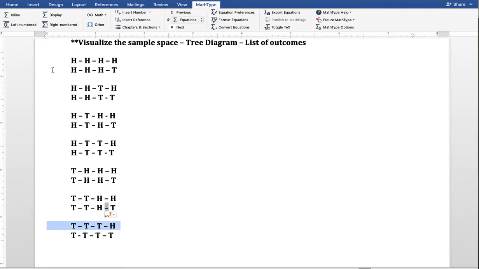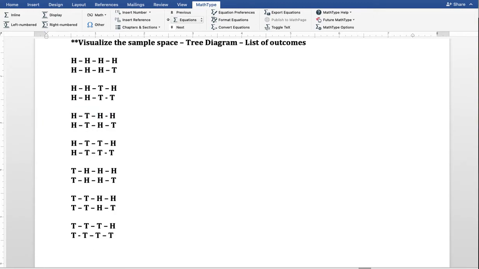All tails, last one's heads. All heads, last one is tails. Third one is heads. Third one is tails. First 2 and second 2. First 2, second 2. All right, the middle 2 are heads. The middle 2 are tails. We've got the last 3. I think we missed this. So in between there, let's go.